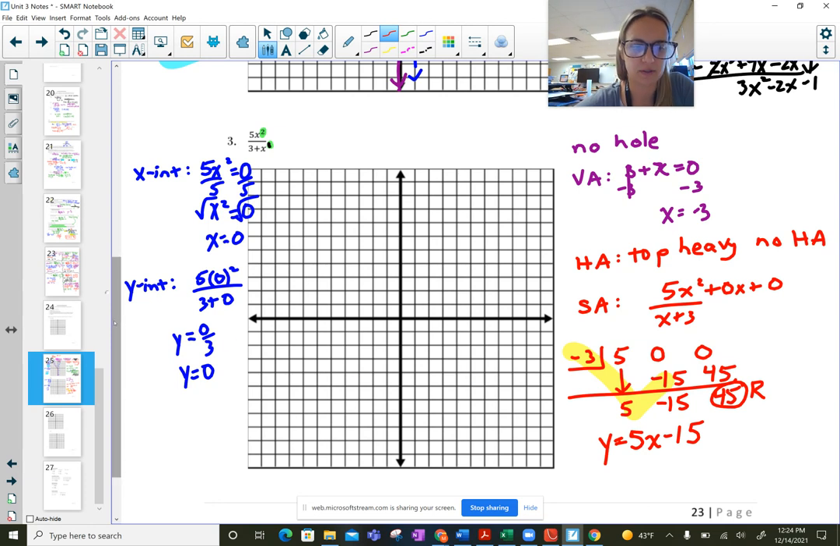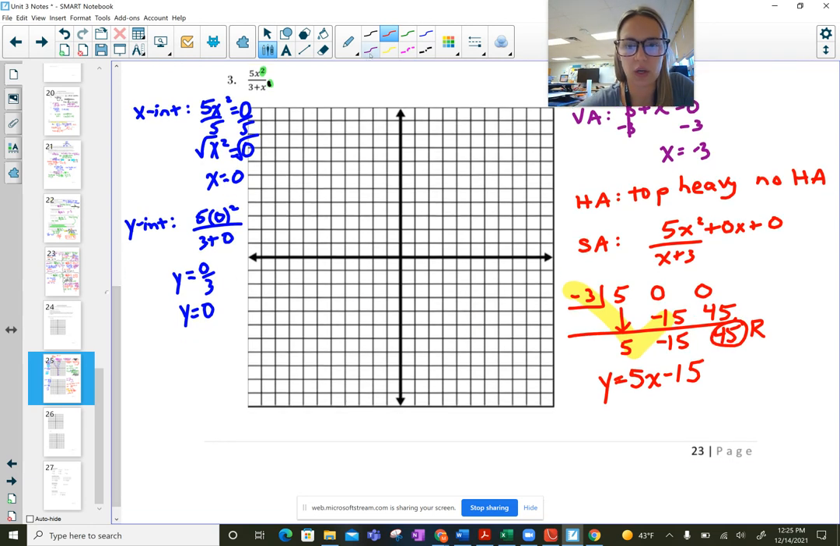I'm going to plot that first just because it seems a little bit harder. So let's see, we go down 1, 2, 3, 4, 5, 6, 7, 8, 9, 10, 11. Okay, so I don't have negative 15, so I'm not going to start at 0. I'll start at 1, I guess. So if x is 1 and you plug in 1 here, it's 5 minus 15, which is negative 10. Okay, so 1 and negative 10 is right there.